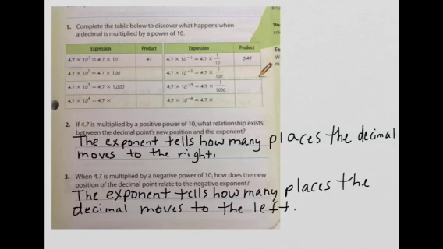When we look at the exponent, it tells us two things. It tells us how many places to move the decimal and which direction. If it's a positive exponent, then the exponent tells us how many places the decimal moves to the right. If it's a negative exponent, then it tells us how many places the decimal moves to the left.